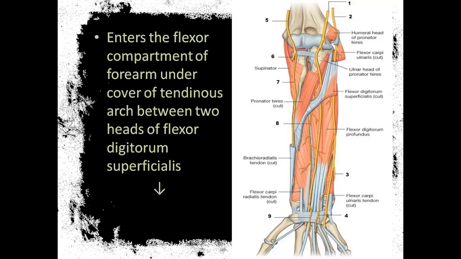What are the muscles which split into four tendons? FDS, flexor digitorum superficialis, and flexor digitorum profundus. See, superficialis is cut here. That means the nerve is sandwiched between two muscles. The upper muscle is superficialis and the lower muscle is profundus. It is running between them, between the flexor digitorum superficialis and flexor digitorum profundus. So I told you it is called the laborer's nerve.